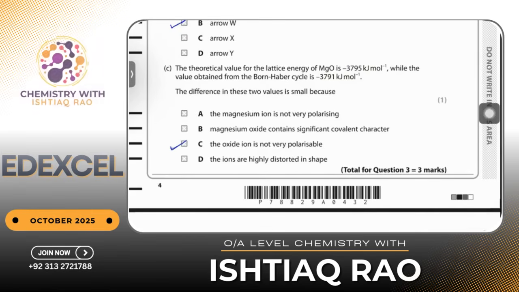You know why? Basically, it depends on the size of magnesium, the size of the cation and also the charge of the cation, right? So since the difference is very small, if the difference would be too large, then yes, I would say that the anion is polarizable, but I can see the difference is very small. So I would say that the oxide ion is not polarizable. That's the only possible option that I can select.